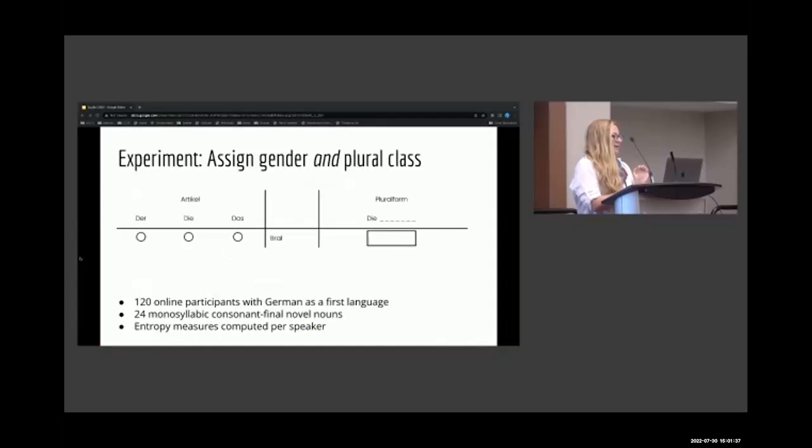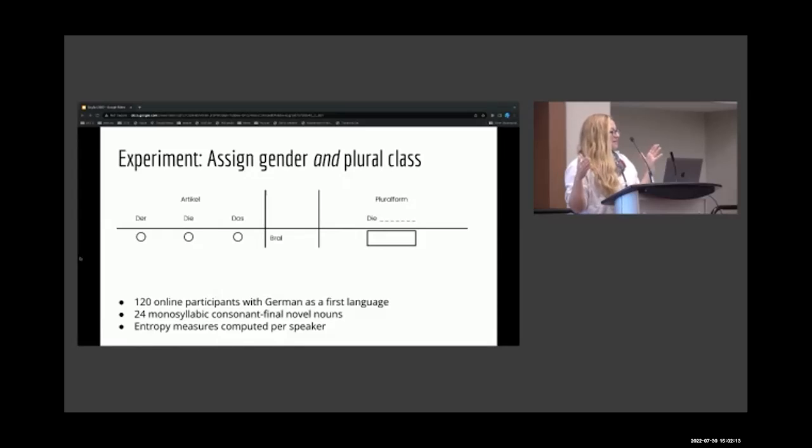So to get this data, we did an experiment. We recruited 120 German speakers on Prolific, and we gave them this task. So we took the set of monosyllabic nouns and asked them to both, on the one hand, assign what they thought was the most likely gender for the noun by giving the article for the singular, and then also type out the inflected plural form. So here they have control over both of these distributions, and we want to see what they do with this.